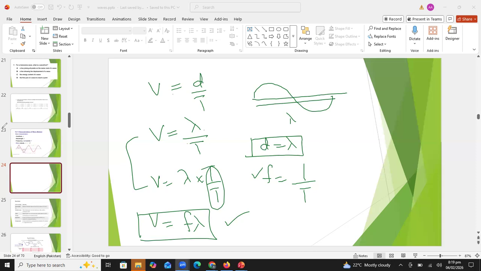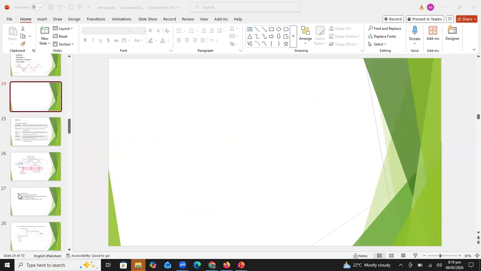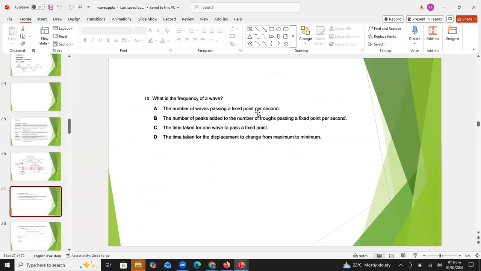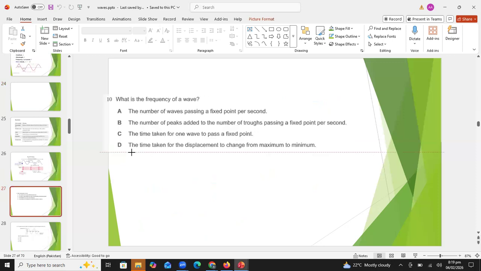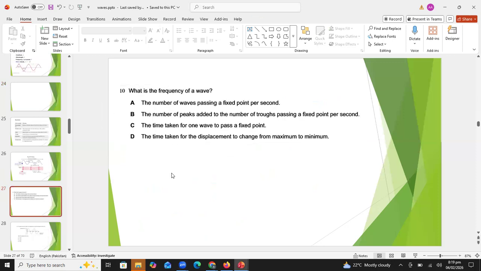Okay. All right. Now, students, I'm going to clear the screen. I have added some past paper questions here, so we can solve these past papers to understand this topic fully. Now, question number 10. Students, this is your turn. What is the frequency of a wave?